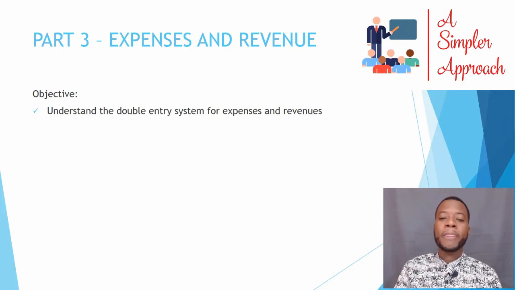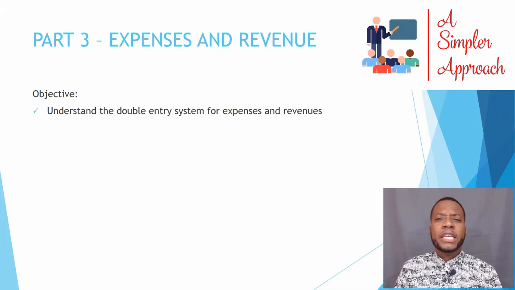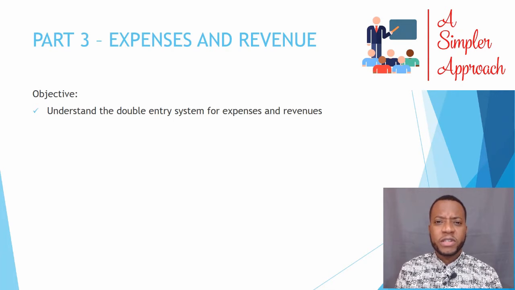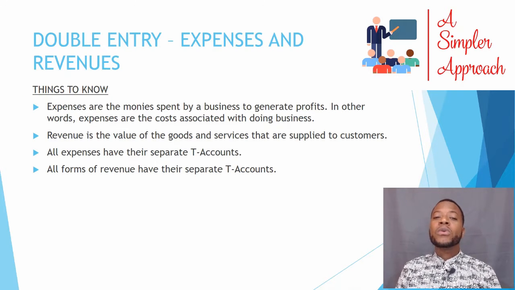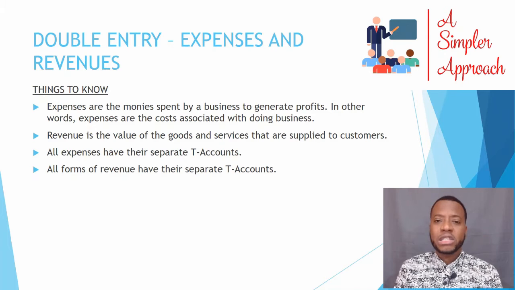Okay? Cool. Now, as usual, we take care of our key concepts before we go any further. Things that you need to know. Now, for this section, expenses and revenues, first thing you must know. Expenses. What are expenses? Expenses can be explained as the monies that are spent in a business in order to generate profits. The cost of doing business. So if you're going to operate a taxi, gas would be an expense. You have to purchase gas in order to run the vehicle, for argument's sake.